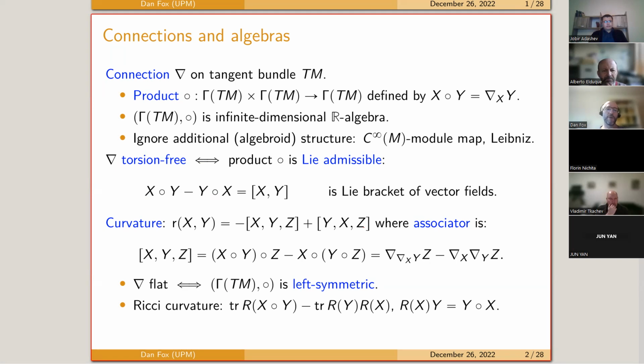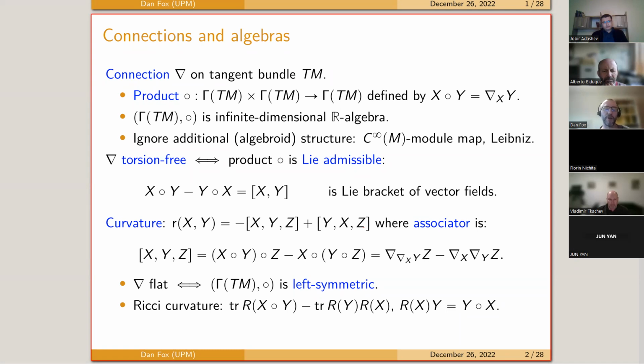The statement that the connection is torsion free is, from an algebraic point of view, saying it's a Lie admissible algebra. Moreover, the underlying Lie bracket is the usual Lie bracket of vector fields. And then the curvature, if you think about it in purely algebraic terms, you write out the curvature as the anti-symmetrization of this object here, up to sign, and you can express the curvature in terms of the associator of this product. It's basically the thing that would vanish if your algebra were left symmetric.